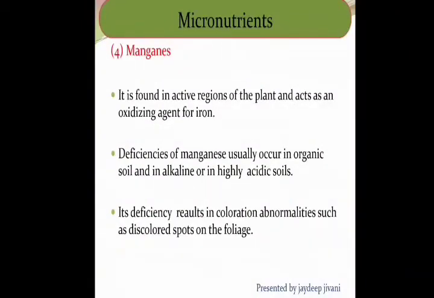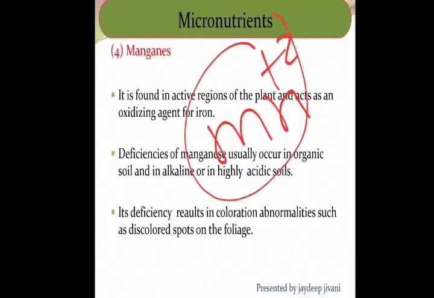Today we will learn about the function of another micronutrient, manganese. So now we will start the function of manganese in the plant. First of all, manganese will be absorbed from the soil in the form of Mn+2. So the plant will absorb it from the soil in the form of Mn+2.